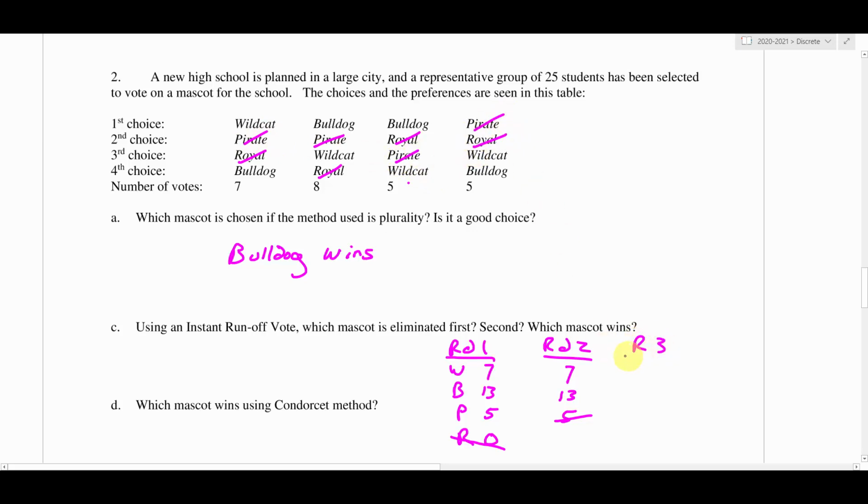And then we go to round 3, which only leaves Wildcat and Bulldog, and then we go through and we retally here. So Wildcat has 12 now, because those 5 votes that were for the Pirate are going to the Wildcat, and we can see that here, right? So when Pirate got eliminated, that moved Wildcat to the top of the list, and so Wildcat will get those 5 votes. And Bulldog remains at 13, which means Bulldog wins.